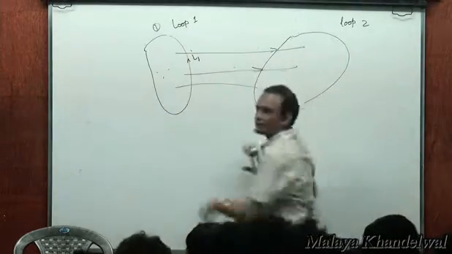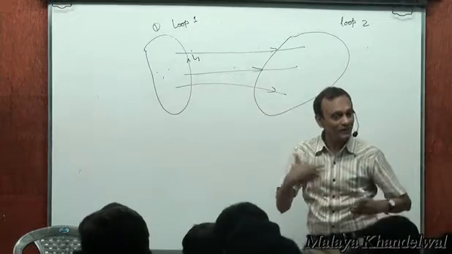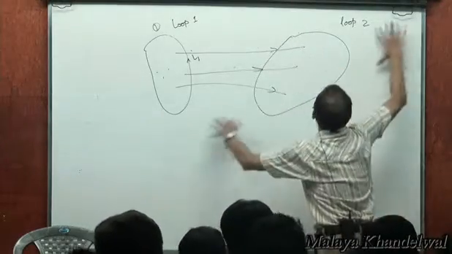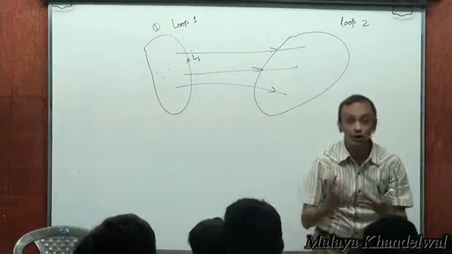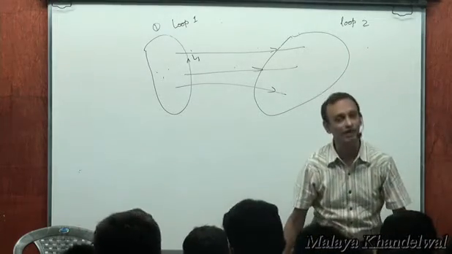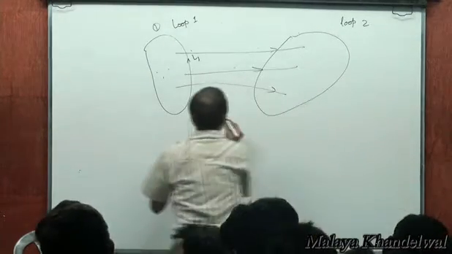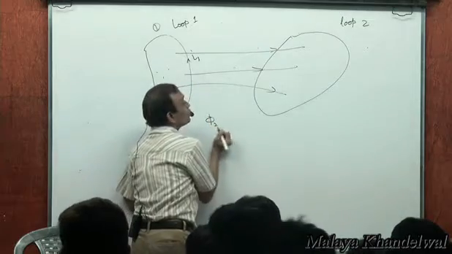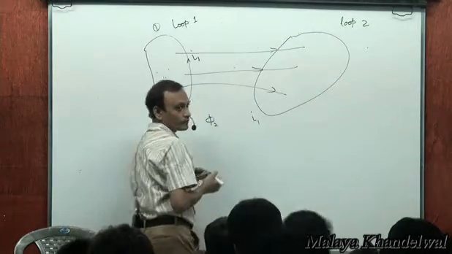It produces B at different points. So there were magnetic field lines. Those magnetic field lines intercepted loop 2, and there was a flux associated with loop 2 because of current in loop 1, right? So there was flux associated in loop 2 because of current in 1.